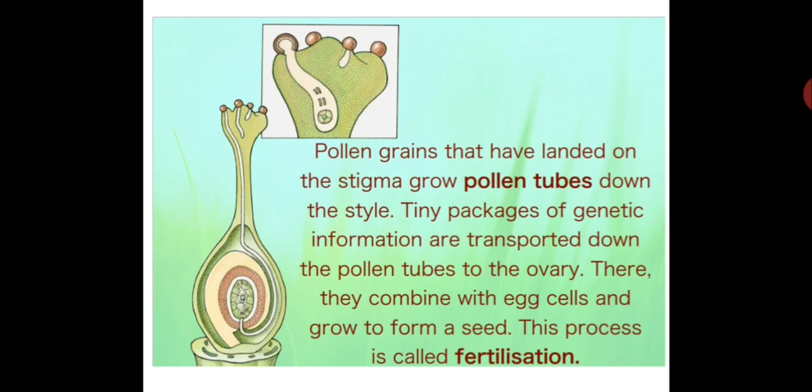So tiny packages of genetic information are transported down the pollen tubes to the ovary. There they combine with egg cells and they form a seed. And this process is called fertilization. So that's another really important word. So fertilization is what happens when you have the pollen from the male flower and it's landed onto the part of the female flower and it gets down into the ovary and it fertilizes the seed. So that's the beginning of life for the new plant then.